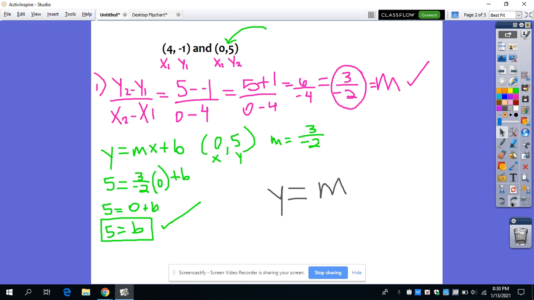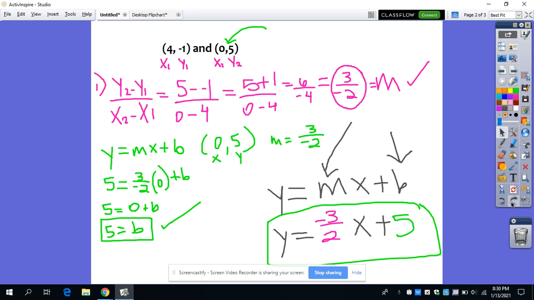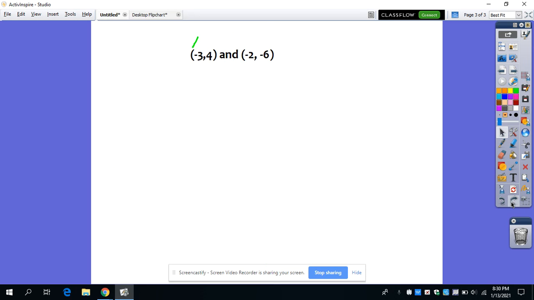So when I plug it in, again, you need to plug in for m and b. My m is negative 3 over 2, and my b is positive 5. All right, that's my linear equation. My final one, again, I got x1, y1. I got x2, y2. I want you to solve it. You're finding your slope first. I'm not putting the formula down. Hopefully you know it by now. y2 minus y1 over x2 minus x1.